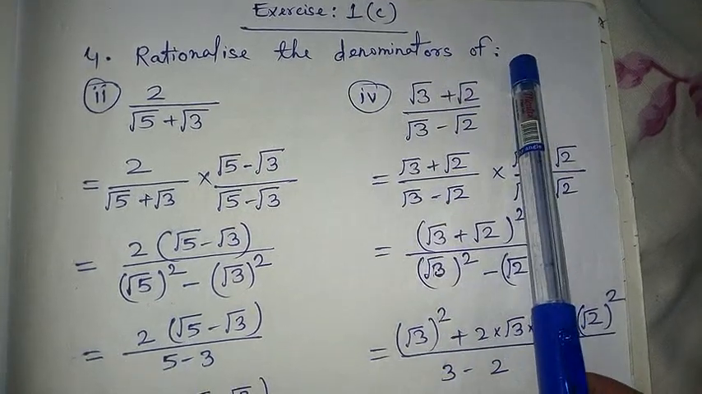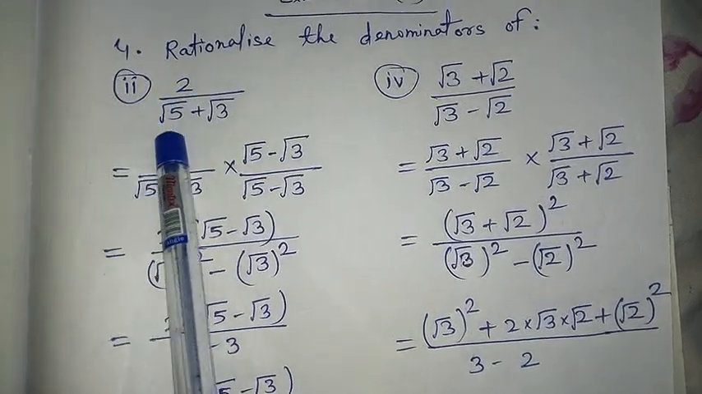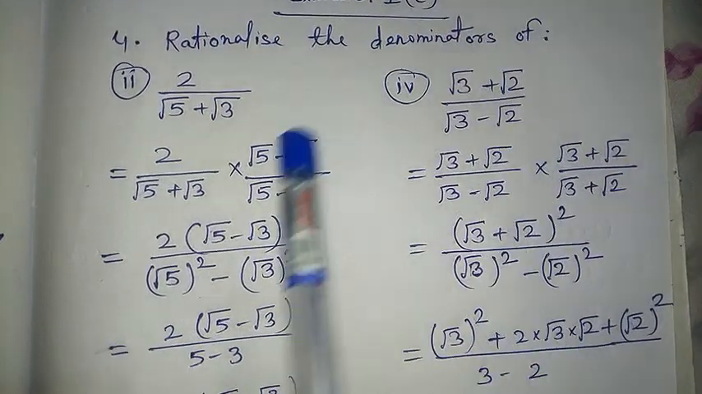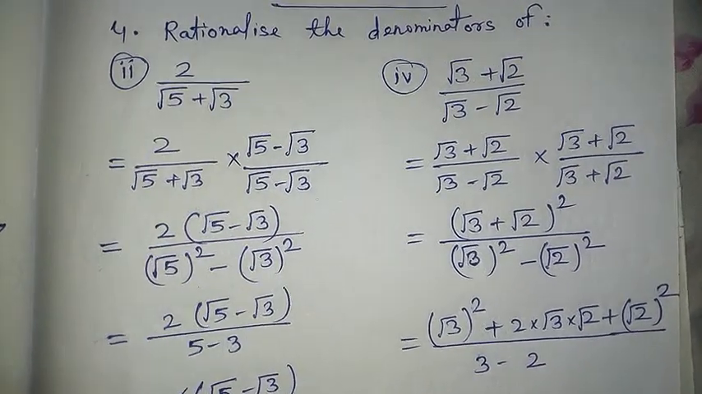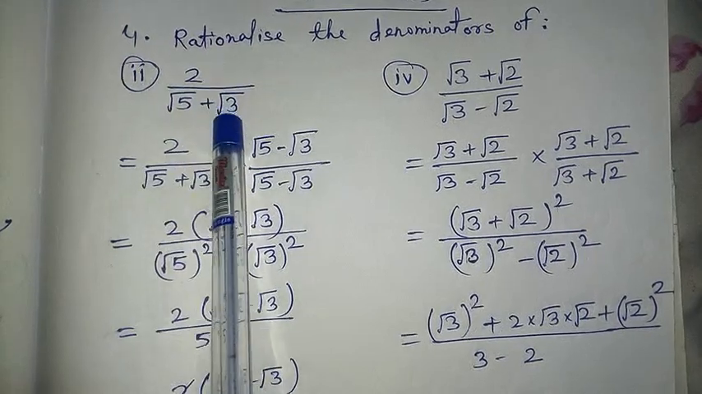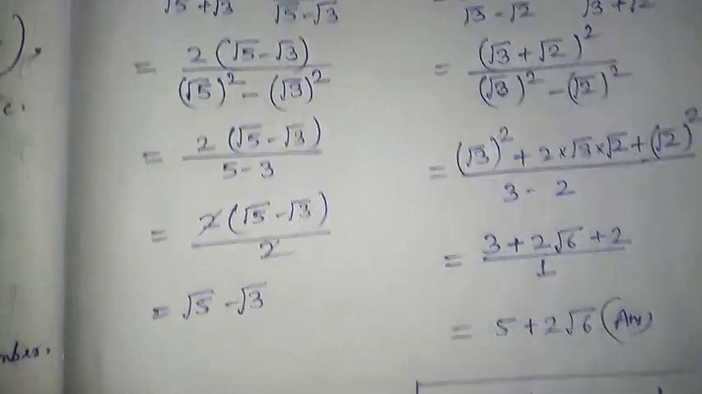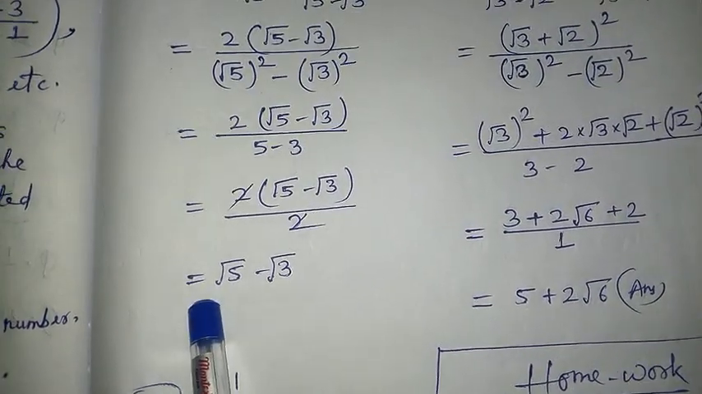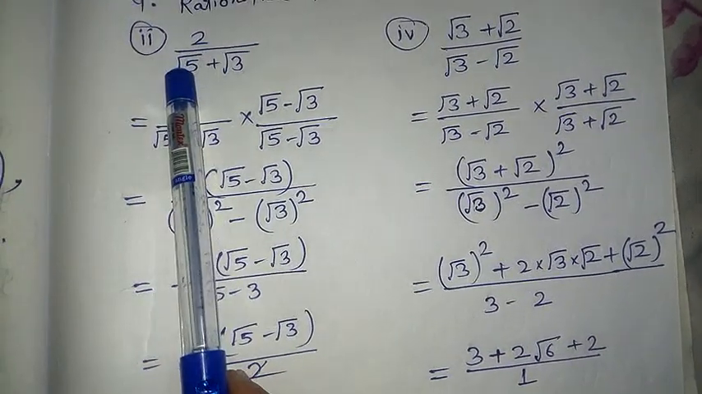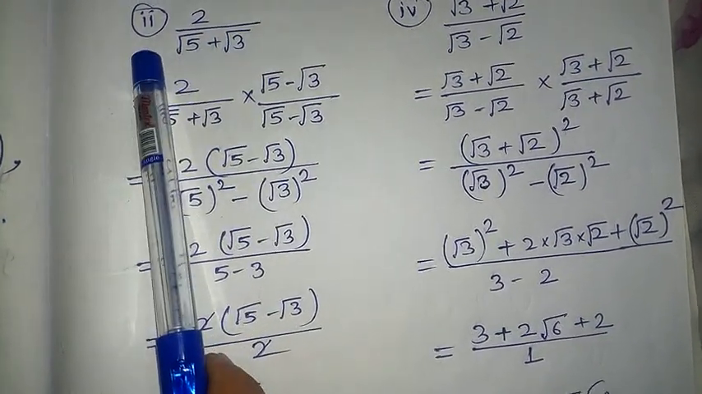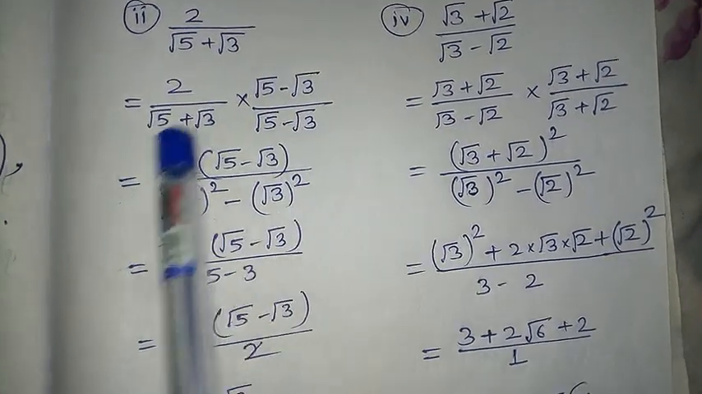Rationalize the denominator of 2 by root 5 plus root 3. The question is saying rationalize the denominator. Rationalize the denominator means make the denominator root free. When there is a root in the denominator, solve this question in such a way that by the end there should be no root in the denominator. A number can come, but there should be no root in the denominator. Let the root be in the numerator, no problem, but the denominator part should be removed.